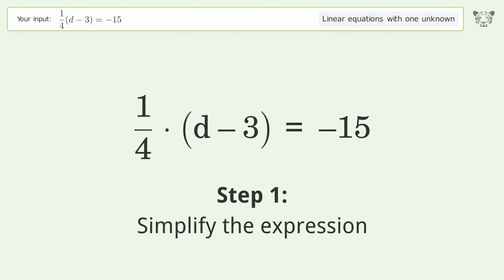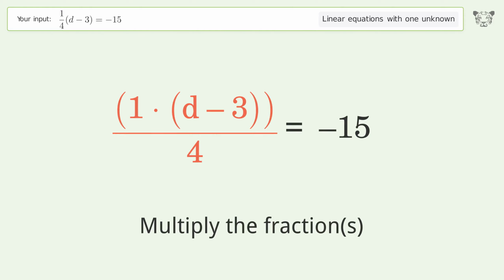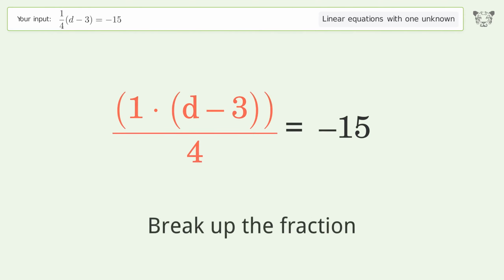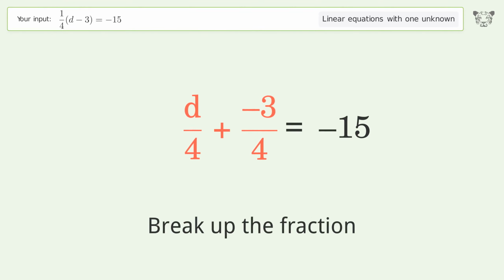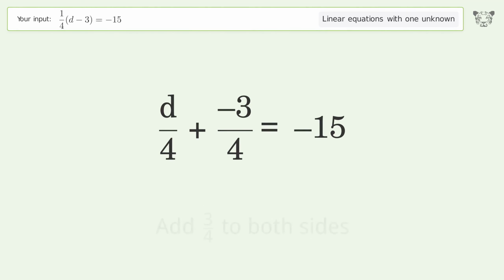Simplify the expression. Multiply the fractions. Break up the fraction. Group all constants on the right side of the equation. Add 3/4 to both sides.